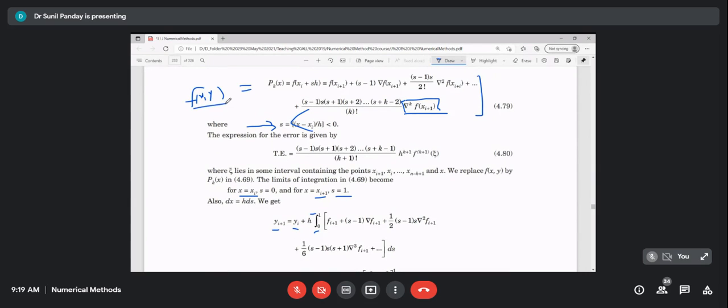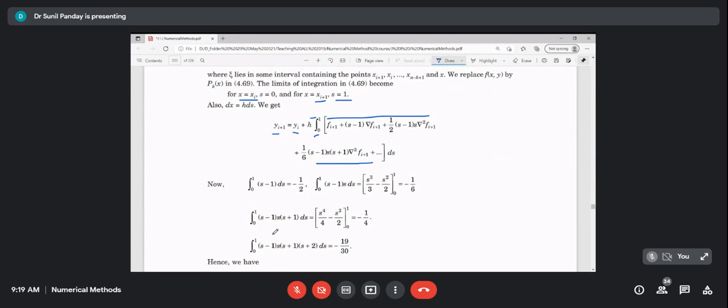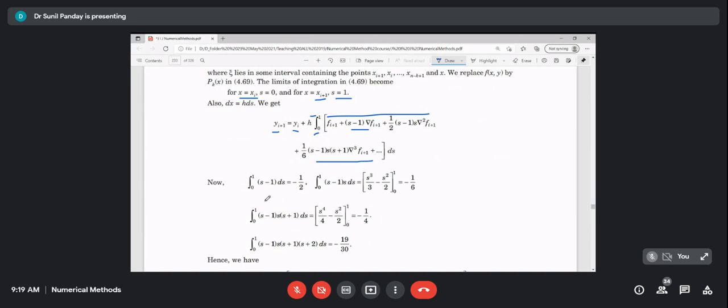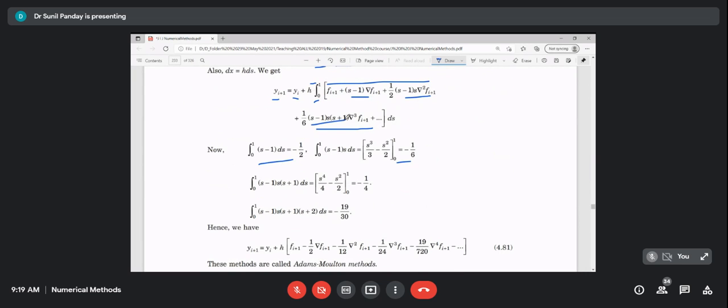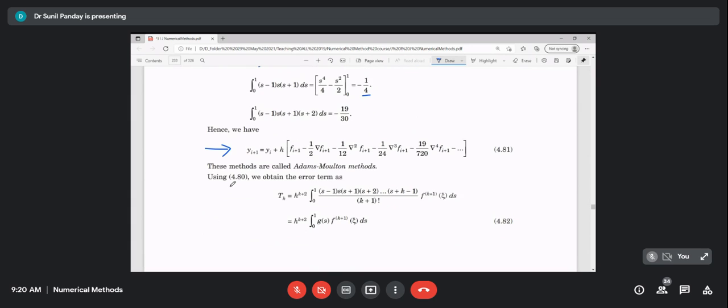And then you substitute this f of x, y value, and integrate it term by term. After integration, the integral of this term is minus 1 by 2, the integral of this is minus 1 by 6, and similarly the integral of this is minus 1 by 4. After substituting all these integration values, we will have this. So this is the Adams-Moulton method. Choosing different values of k, we will get different methods here.